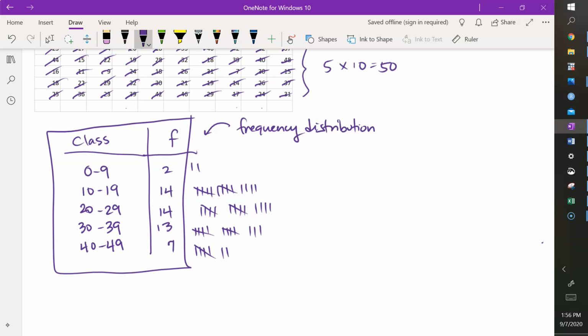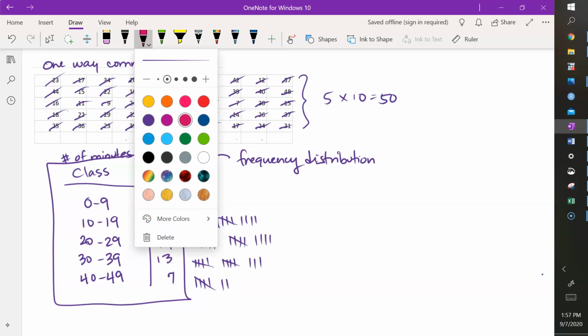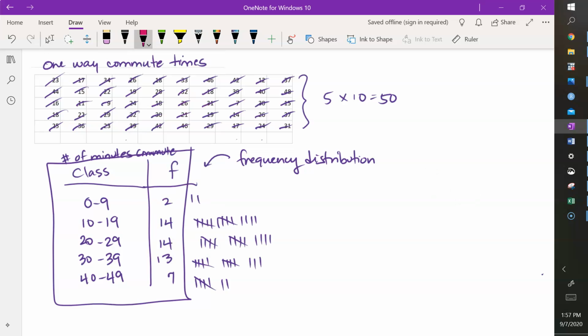If we want to alter it so that we are looking at the percent that fall into each case, I'm going to expand on this for a second and just say number of minutes commute. Just because if it just says class, you wouldn't necessarily be able to understand it. Okay, so now let's change colors in order to modify it. What will we do for relative frequency? We'll put that over here.